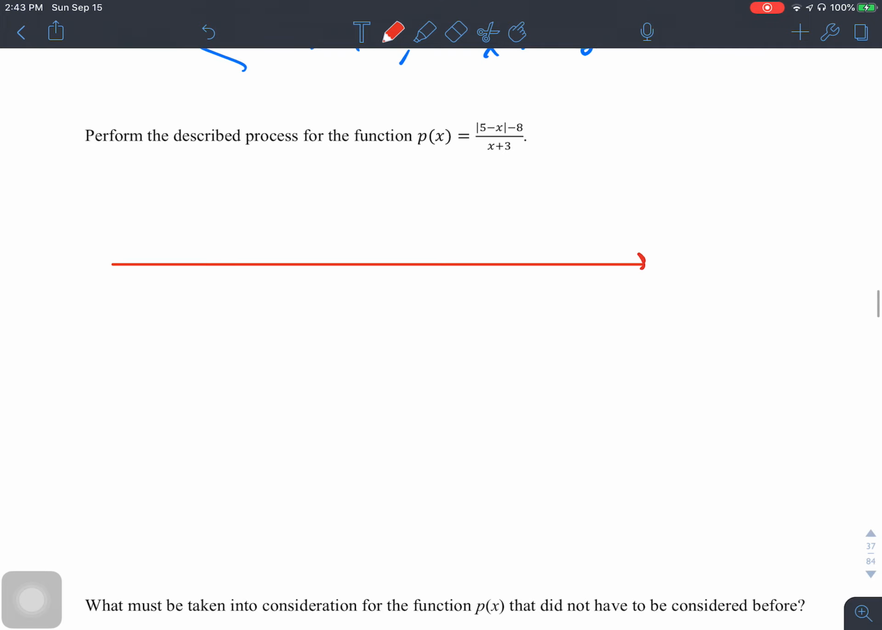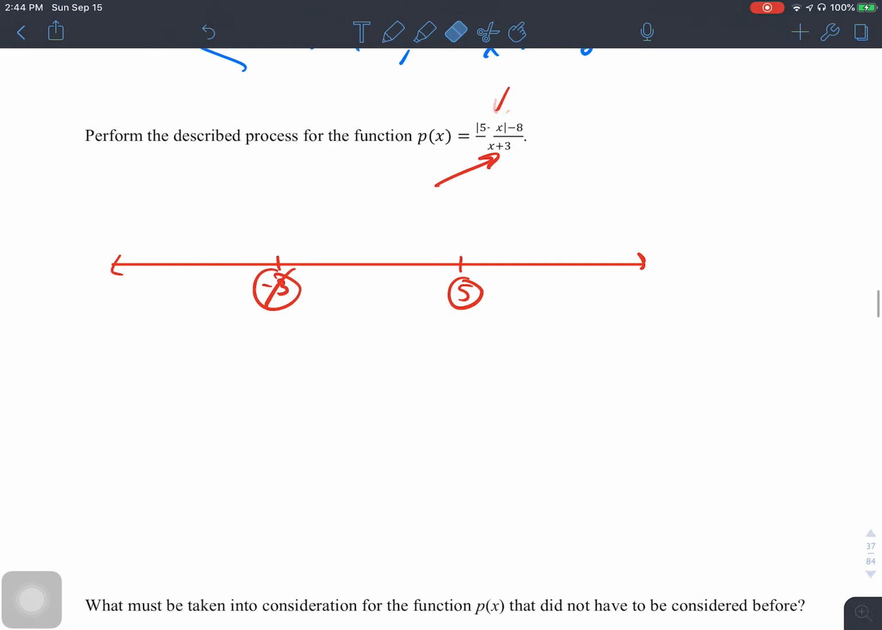On this number line, what would I put in here for the 5 minus x? What would I put in for x to make that equal to 0? I would have a 5. Put that over here on the right. It includes that. What would make this domain equal to 0? The negative 3. I put that on the left. I'm going to circle it and put a line through it.